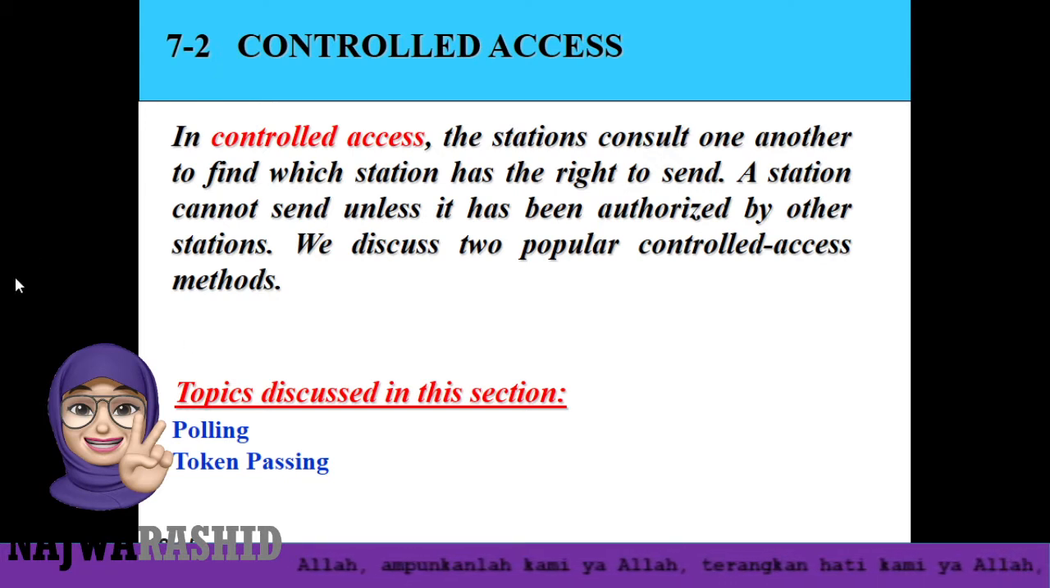In control access, the stations consult one another in order to find which station has the right to send the frame. So a station cannot send unless it has been authorized by the other stations, or the other stations permit it to send the frame. There are two popular control access methods. In this topic, we will discuss polling and token passing.